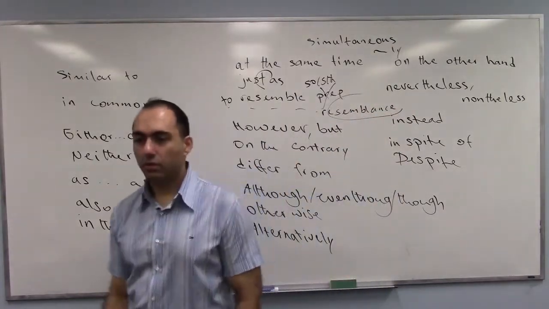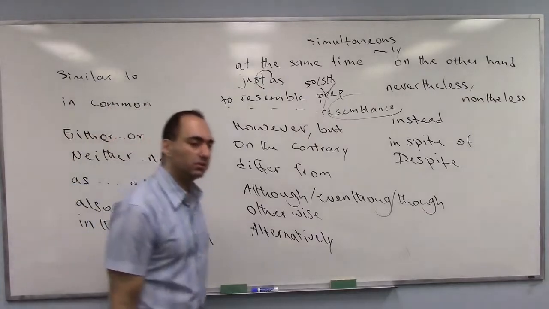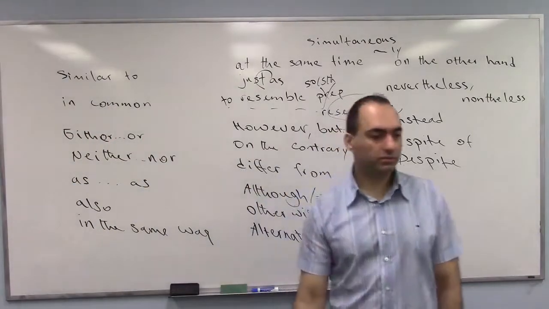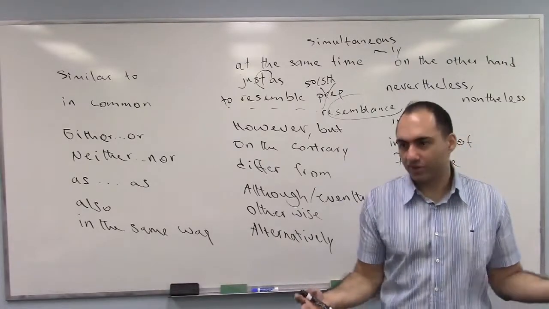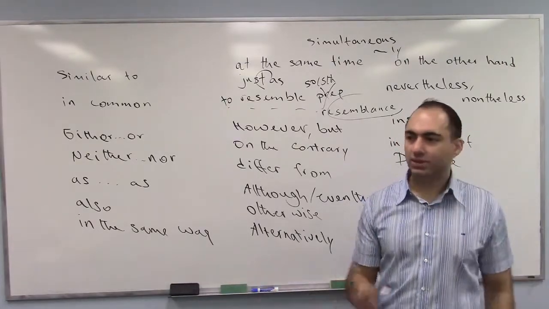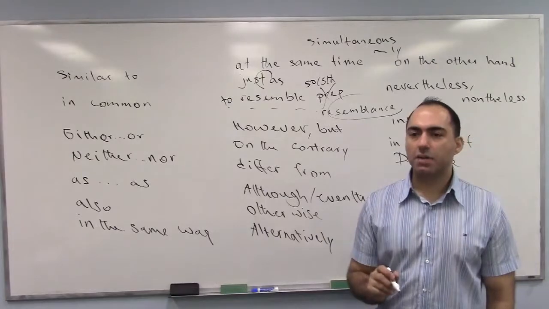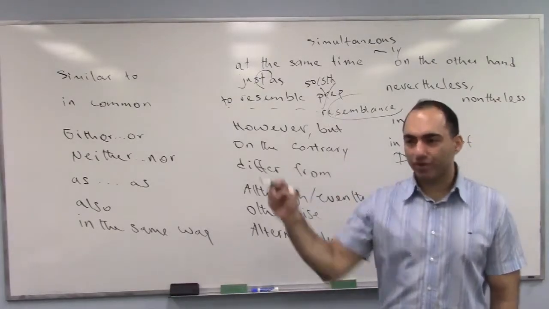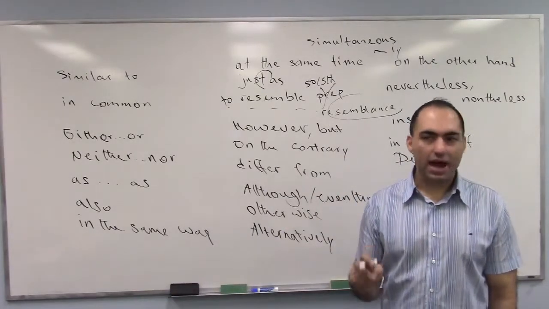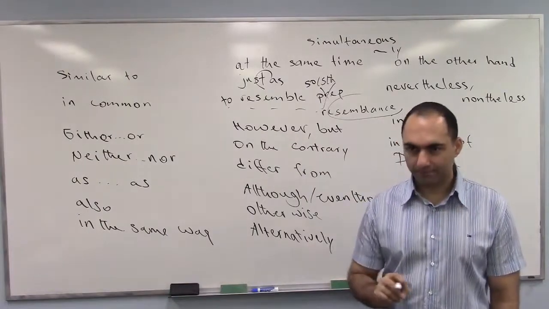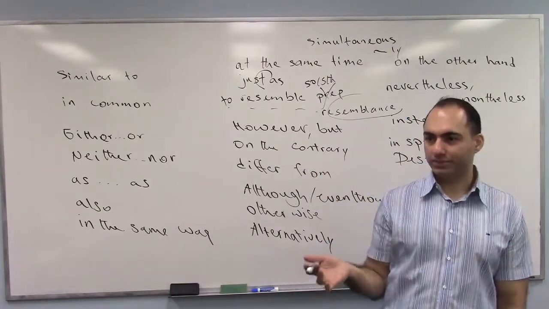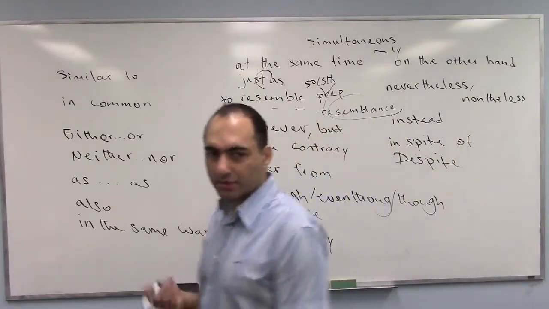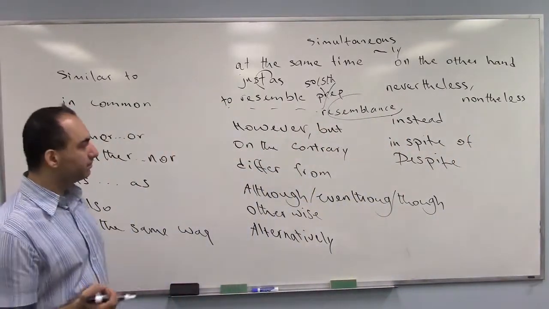However, but. Which one is more formal? But or however? However. So every time you want to write formally, especially for IELTS, or a formal letter: I tried my best, however, I was not able to convince him. I was not able to is more formal than I couldn't.